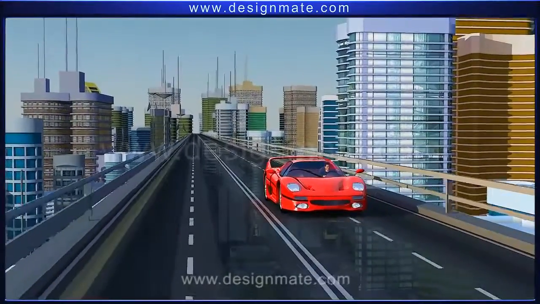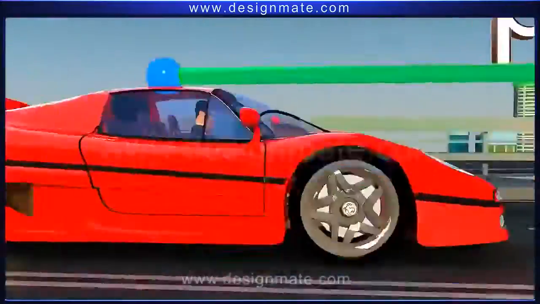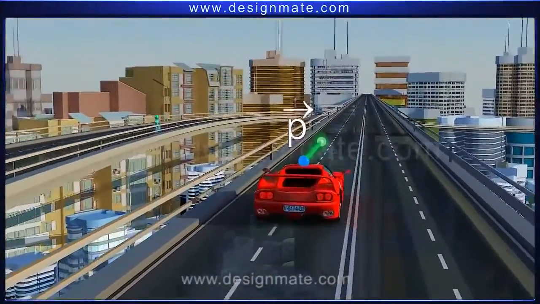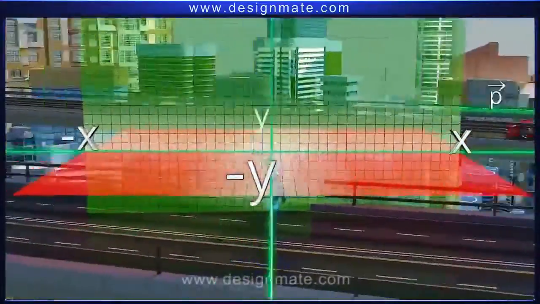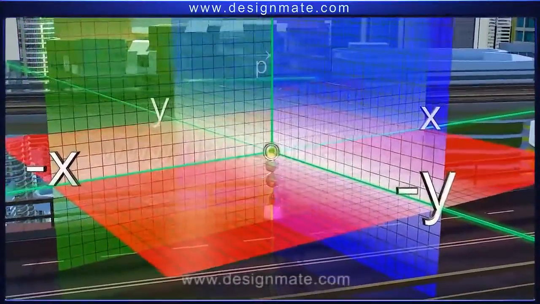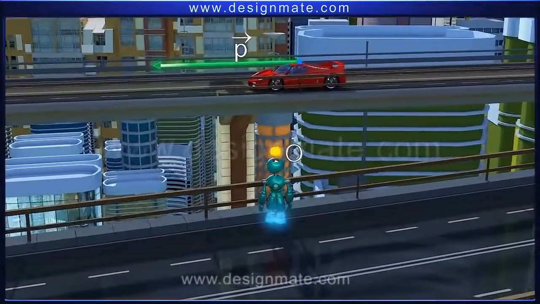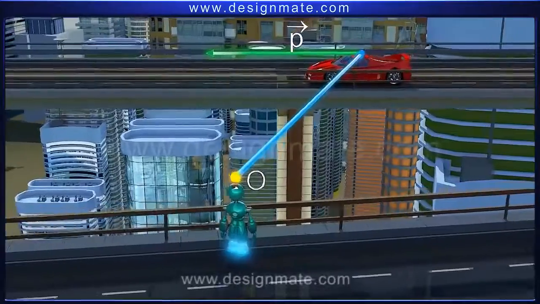This car is moving on a straight road with linear momentum, p. It is therefore in linear motion. Let us observe the same motion with respect to an observer standing at any point O, called the origin. With respect to this point O, the position vector of the car is r.